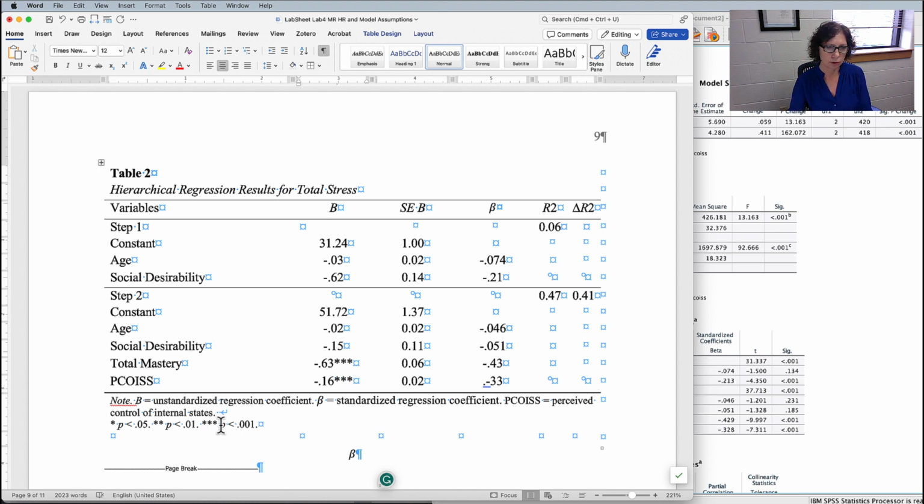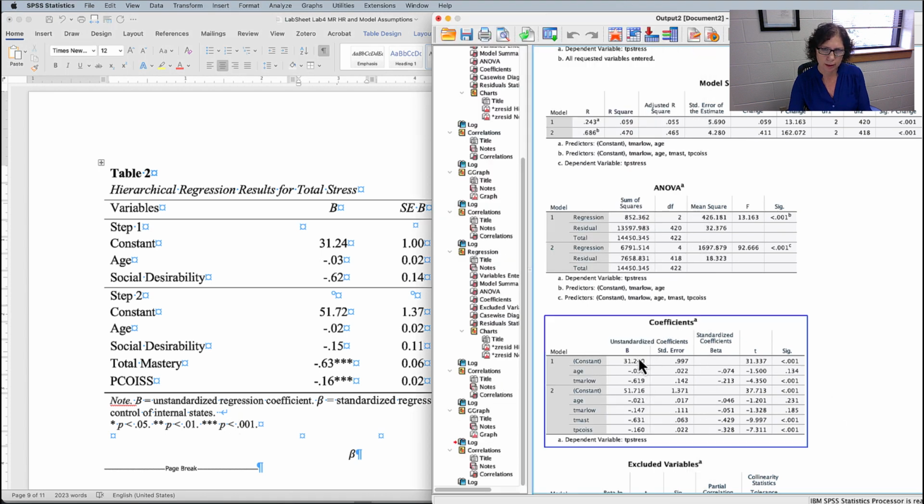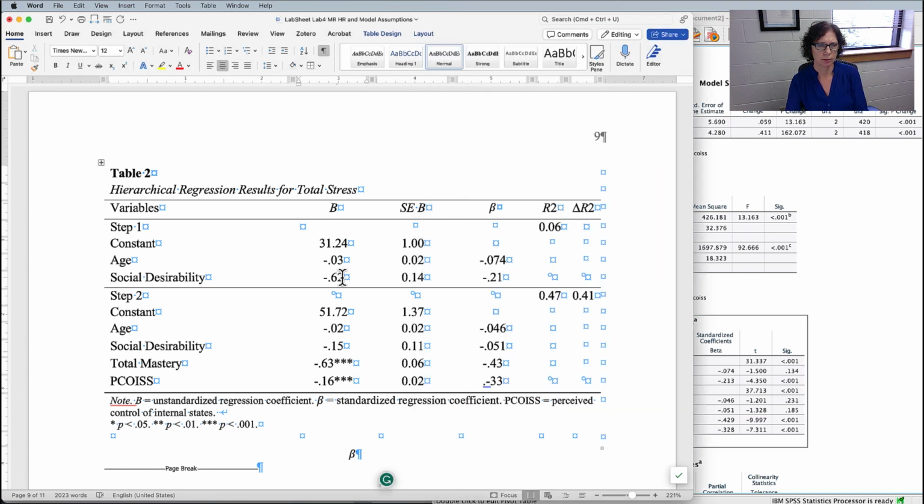And so far I only have those, but let's go up and see model 1 here. Age is not significant with a .134, but T Marlowe is at .001. So again, back to my social desirability, 1, 2, 3 for that one. And I don't have any p less than .05 or p less than .01, so I can go ahead and take those two out of the note because they don't apply to this table.